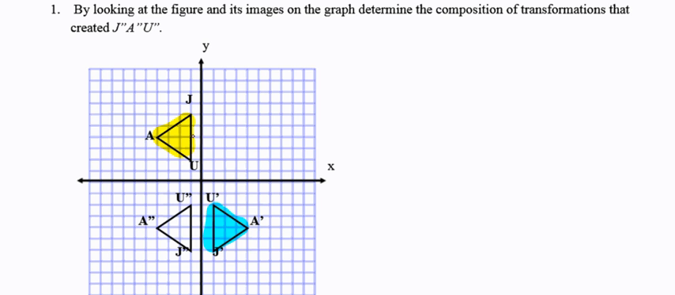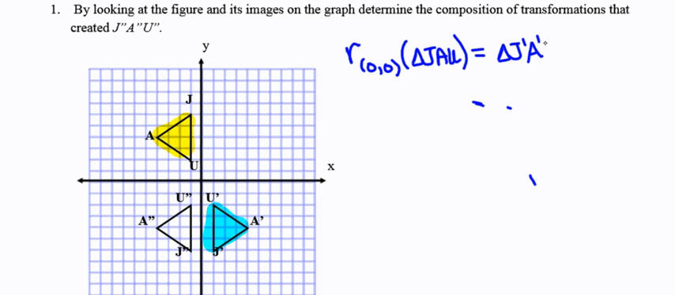One of which reflects that triangle through the origin, the second of which rotates that triangle 180 degrees about the origin. So in moving from the yellow to the blue, there are 2 possible transformations that we can use to take us there. We can say, first of all, if we want to talk the point reflection first, reflecting through the point 0, 0 of the original triangle, triangle JAU, that will result in triangle J prime, A prime, U prime.